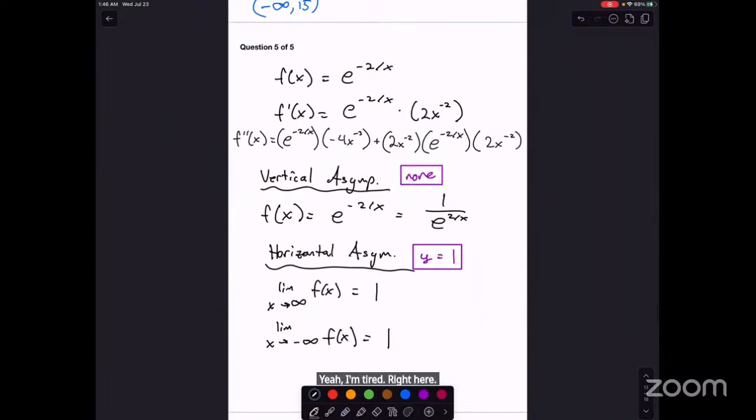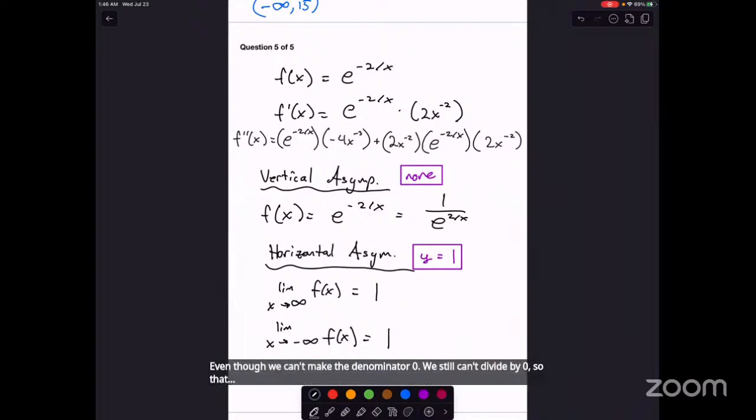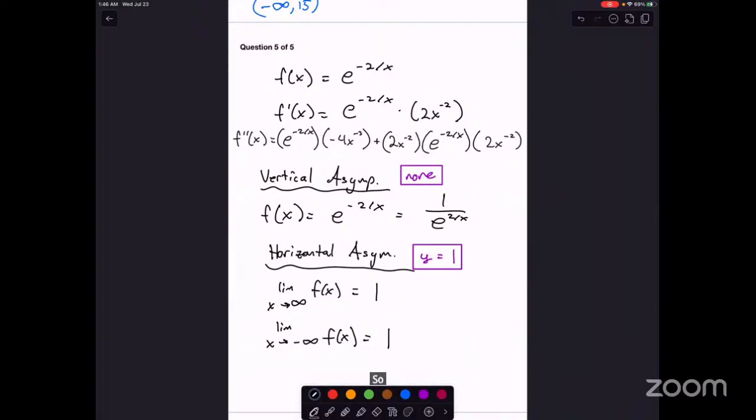For the vertical asymptote, even though we can't make the denominator 0, we still can't divide by 0. So that x in the power, we have to throw out x equal to 0, right? So we do have a vertical asymptote at x equals 0, because we can't divide by 0, even with that being in a power like that. So I'm going to augment that. This one, I'm going to change it to x equals 0.